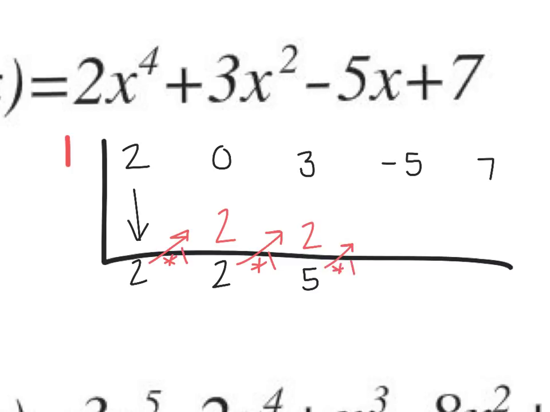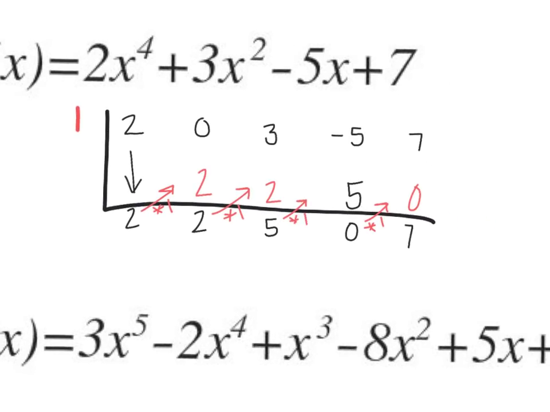Negative 5 plus 5 is 0. Sorry, let's try that again. 5 times 1 is 5, and negative 5 plus 5 is 0. Then I multiply again, and 7 plus 0 is 7. So look what I got here. I got a remainder of 7.